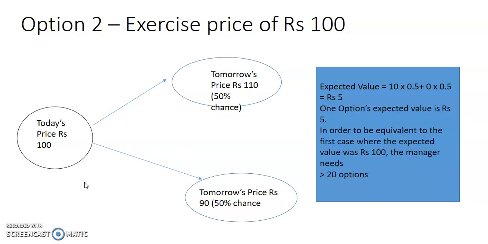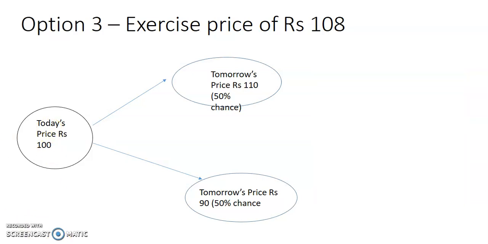So in order to be equivalent to the first case, where the expected value was 100 because the exercise price was 0, the manager needs to be given 20 such options. In the first case, only one option would have sufficed. In this case, to arrive at the same expected value, 20 such options with an exercise price of rupees 100 need to be given to the manager.